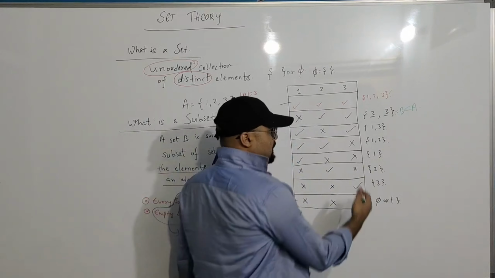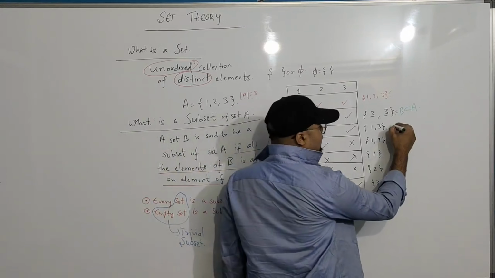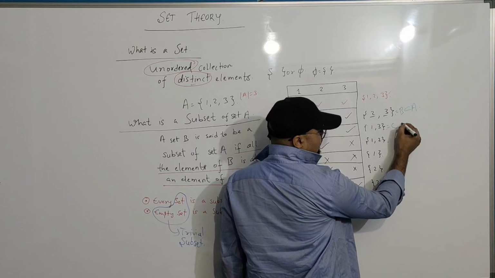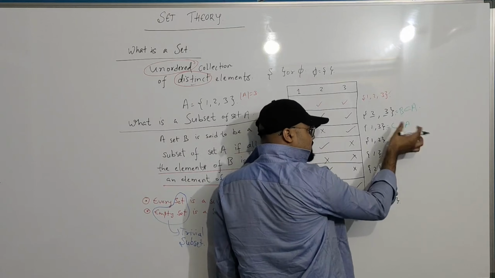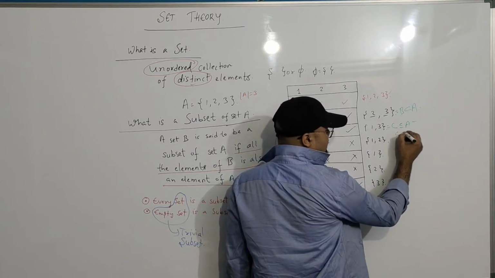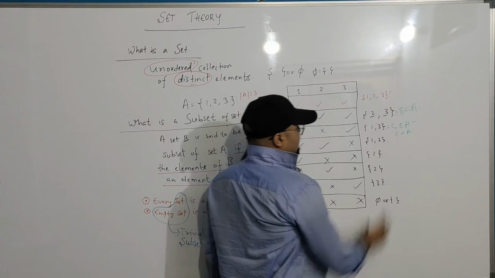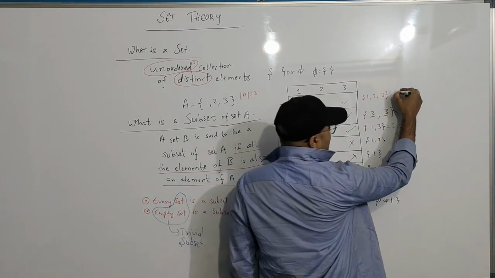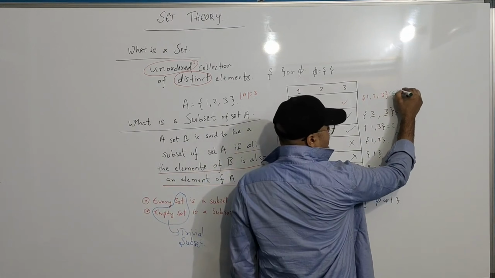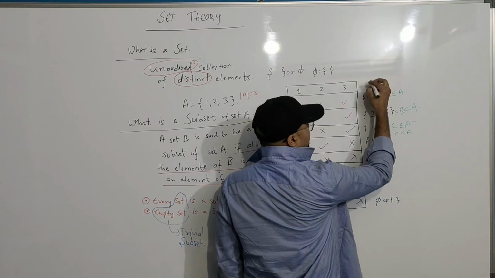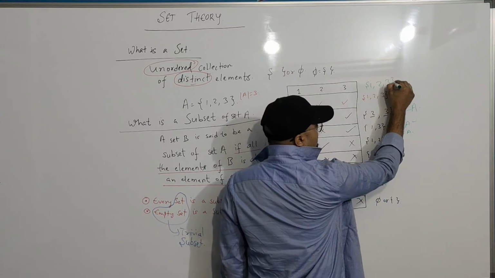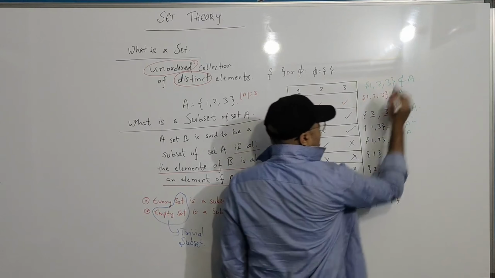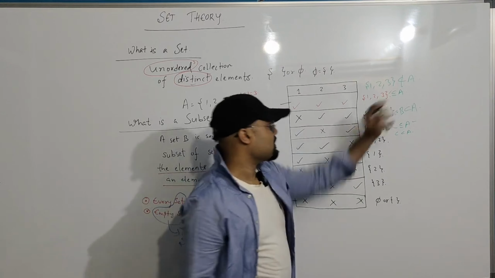Okay, so it is also a subset. If this is C, then you can write C is a subset of A. C is also a subset of A. This is true also, and this is true also. But in this case, this is only a subset of A. This {1, 2, 3} is not a proper subset, but this is a subset.